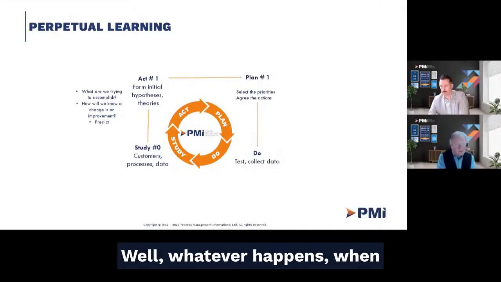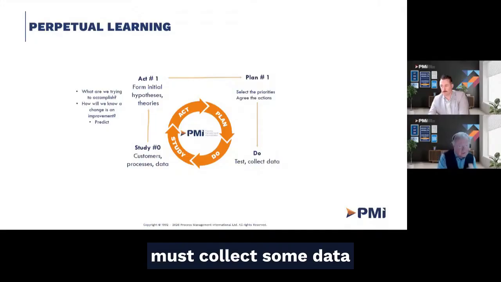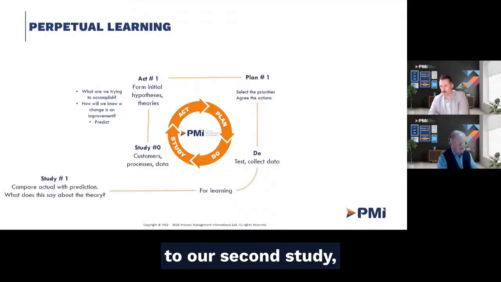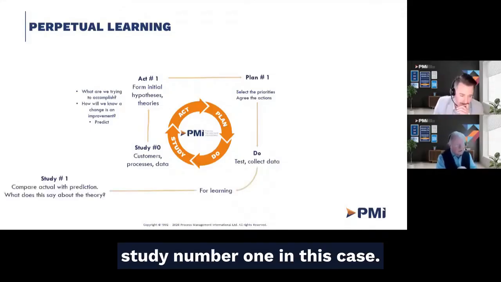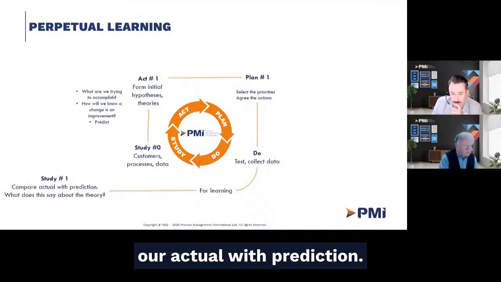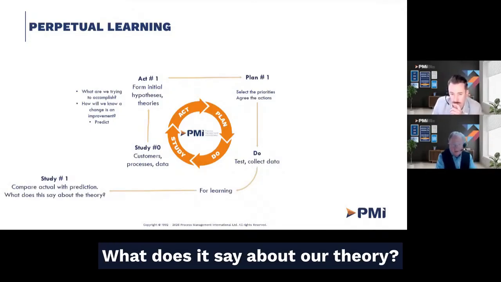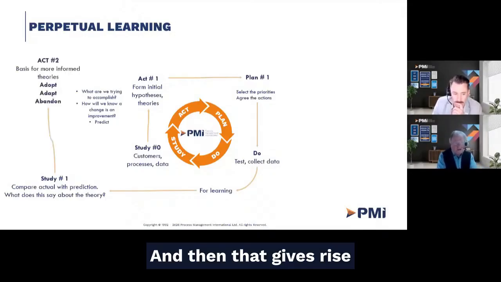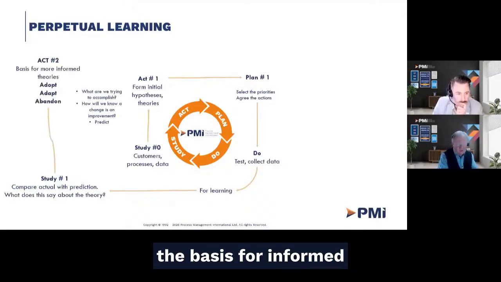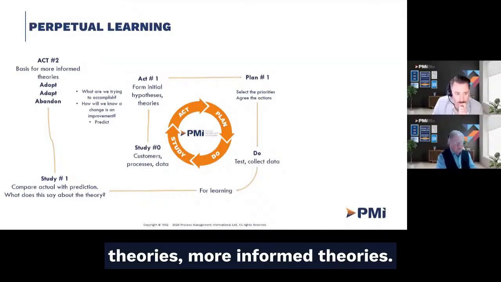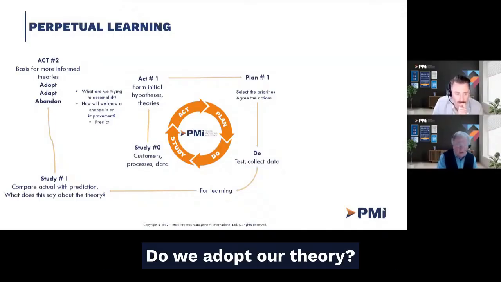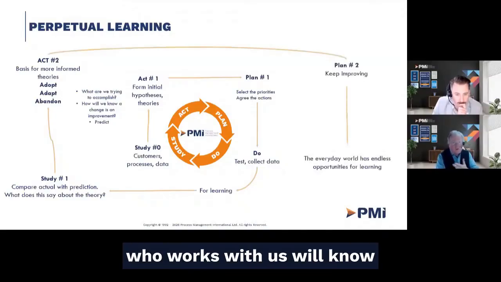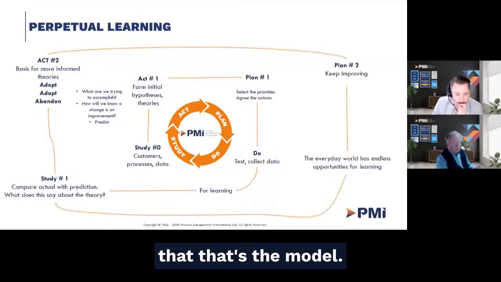Whatever happens when we've executed the plan, we must collect some data. And that data is then subjected to our second study, study number one in this case. And this is where we compare our actual with prediction. What does it say about our theory? Is it right or is it wrong? And then that gives rise to our act number two, which is the basis for more informed theories. Do we adopt our theory? Do we adapt it? Do we abandon it?